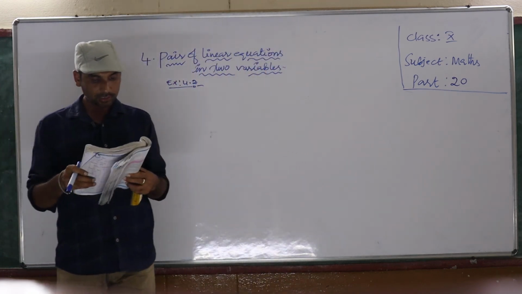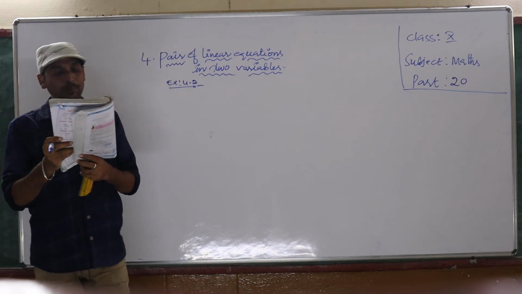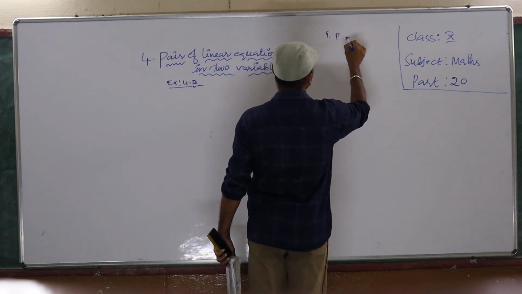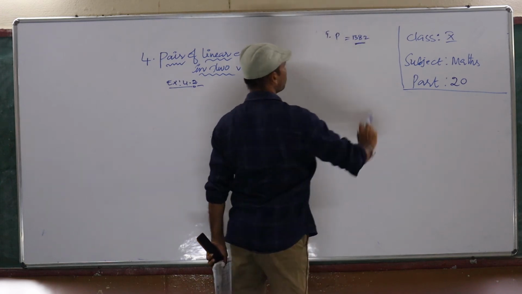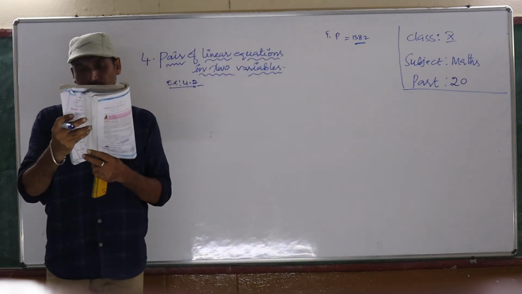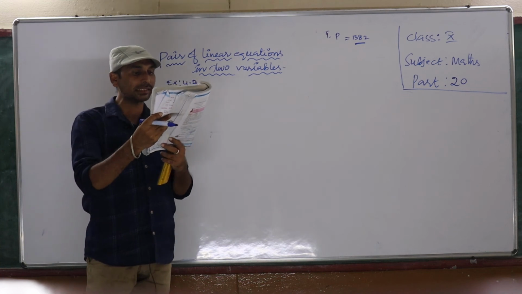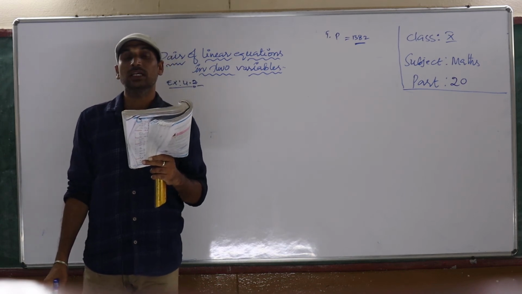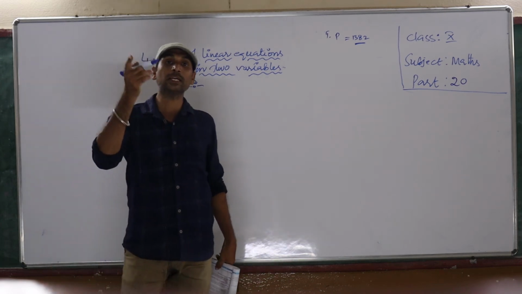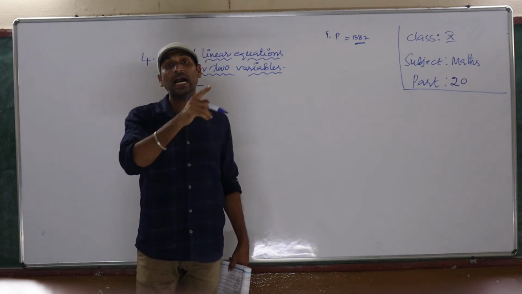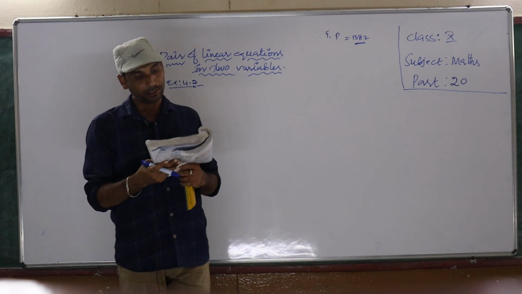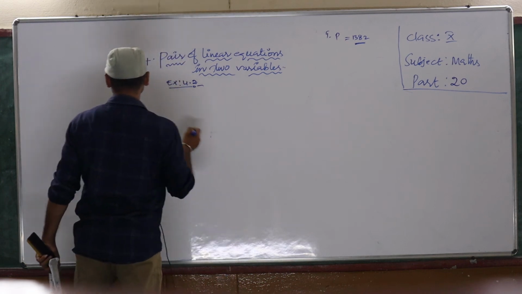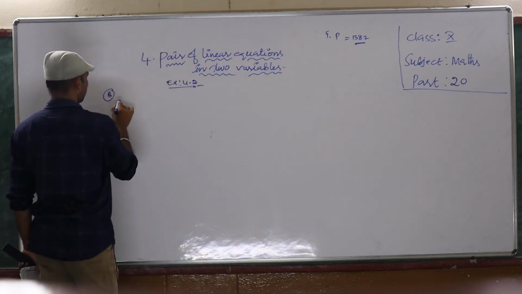Eighth one. A dictionary has a total of 1382 pages. In the dictionary, total pages 1382. Next one. The second part of the book has 64 pages more than the first part. First part, how much, we don't know. But in the second part, 64 pages add to the first part, you will get the second one. So, how many pages are in each part of the book? Is it clear, children? So, here, eighth one, solution.